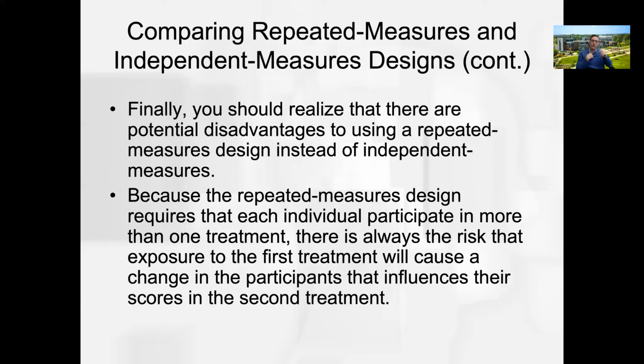One of the consequences of doing a repeated measures design is that sometimes you can't actually have participants complete both conditions, right? If I'm testing the effectiveness of a COVID vaccine, I can't necessarily have people in two different vaccine conditions, right? Because if one vaccine works, then I can't tell about the other vaccine, right?